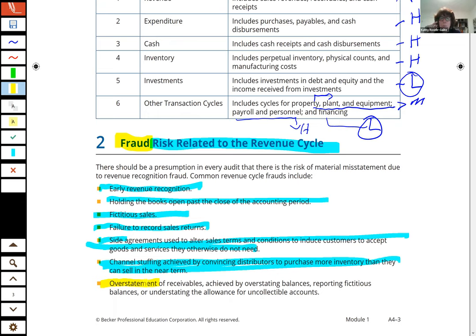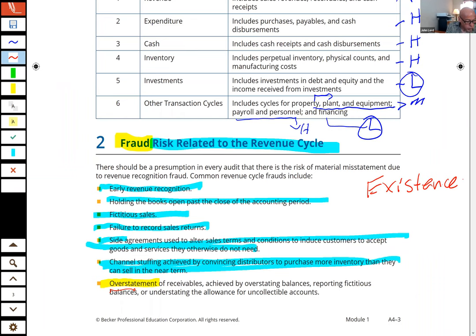Would that assertion be, if it's overstatement, existence and occurrence? Yes, very good. We're talking about the existence assertion, right? If we're putting down revenue that did not occur, we're overstating the revenue. That means the revenue didn't exist, it didn't occur. So it's going to be important that we understand internal controls that will prevent or detect misstatement in the existence assertion, and we're going to look for audit procedures that will help us detect such misstatement, right?